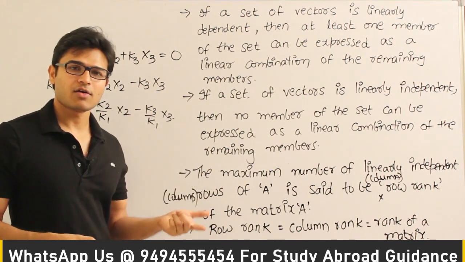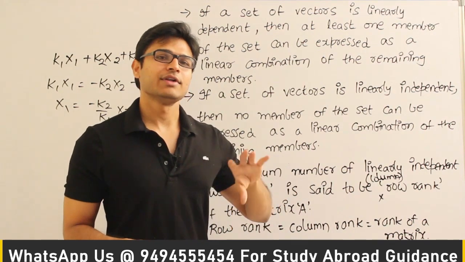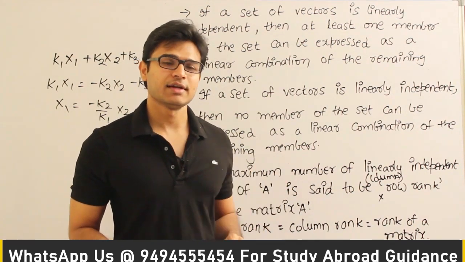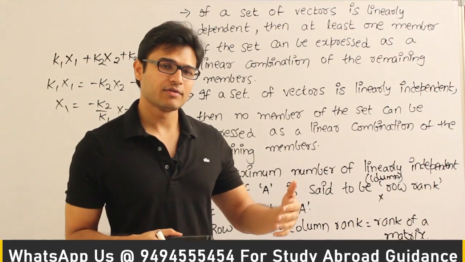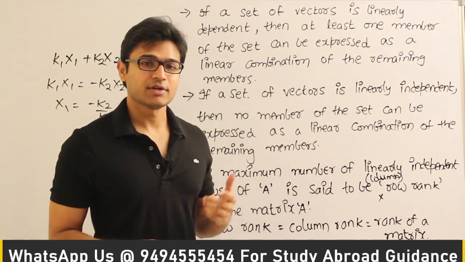Why is this row rank or column rank required? As I said, the row rank or column rank will give us how many equations are really independent of the others and how many equations have been derived from the others, so they are useless for solving.